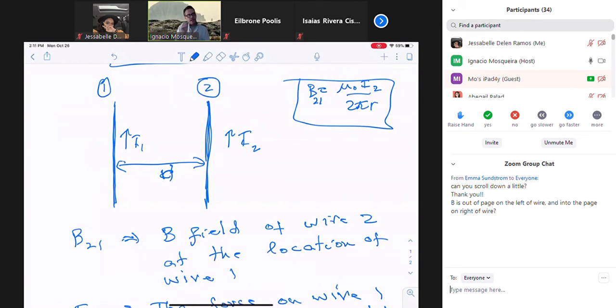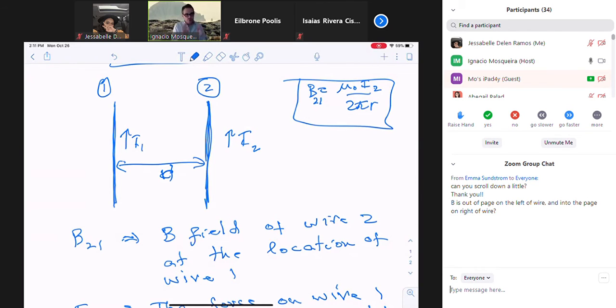Right, Emma, what you're saying is correct, but let's go one at a time, because otherwise it gets confusing. Right now, the only thing we need to know is the B field at the location of wire 1. What you're saying is correct, though. If we were calculating the B field at the location of wire 2, it would be the opposite.